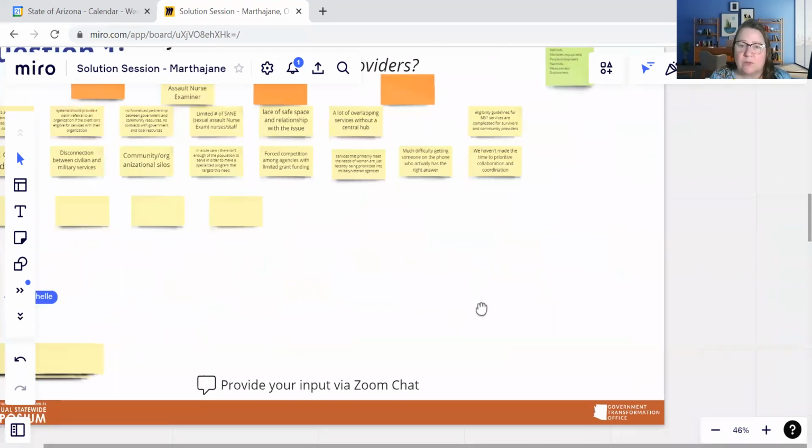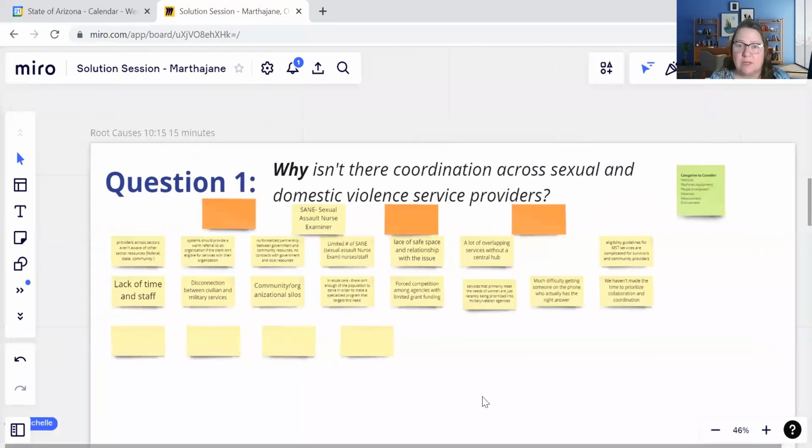We're going to start doing what we call affinitization, and that's just a fancy word for kind of putting things in buckets. But please do keep putting your reasons up there. So why isn't there coordination across sexual and domestic service providers? And then think about what you answered. Think about your answer and then ask why again. Sometimes it can be really helpful to get us to the real root cause.